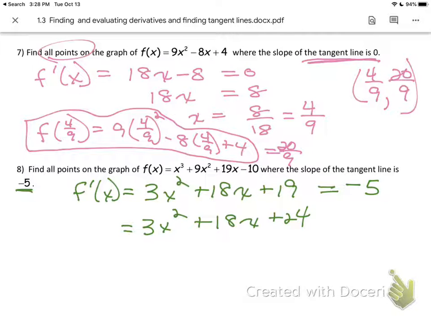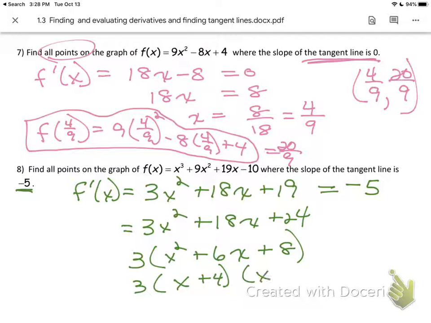Okay, so I'm thinking I'm going to factor out a 3. I get x squared plus 6x plus 8. And that is factorable. So I get what? (x plus 4)(x plus 2). Okay? So that means I have 2 values for x. So 1 x is -4 and 1 x is -2.